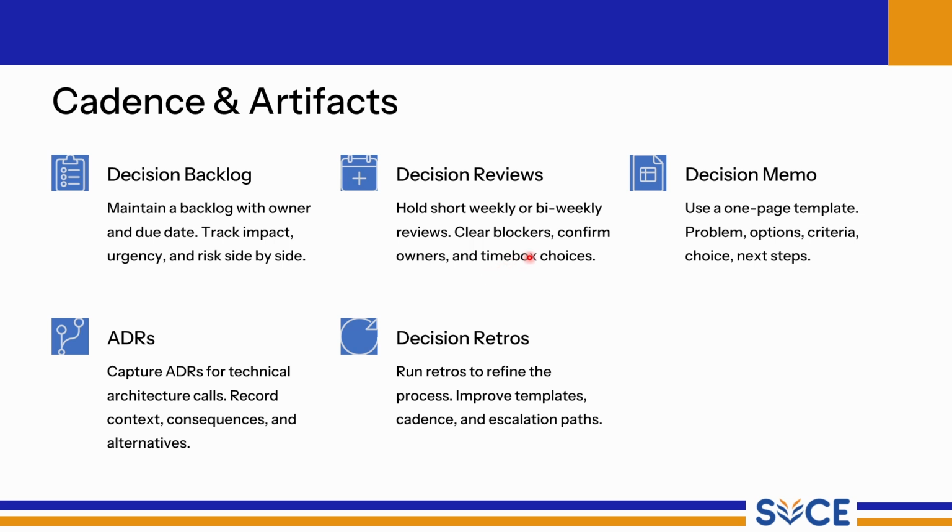And next one, decision memo. Use a one-page template: problem, options, criteria, choice, next step. A decision memo is a simple one-page record. It describes what the problem is, what the options were, what we chose, and what is next. So one page, full clarity.